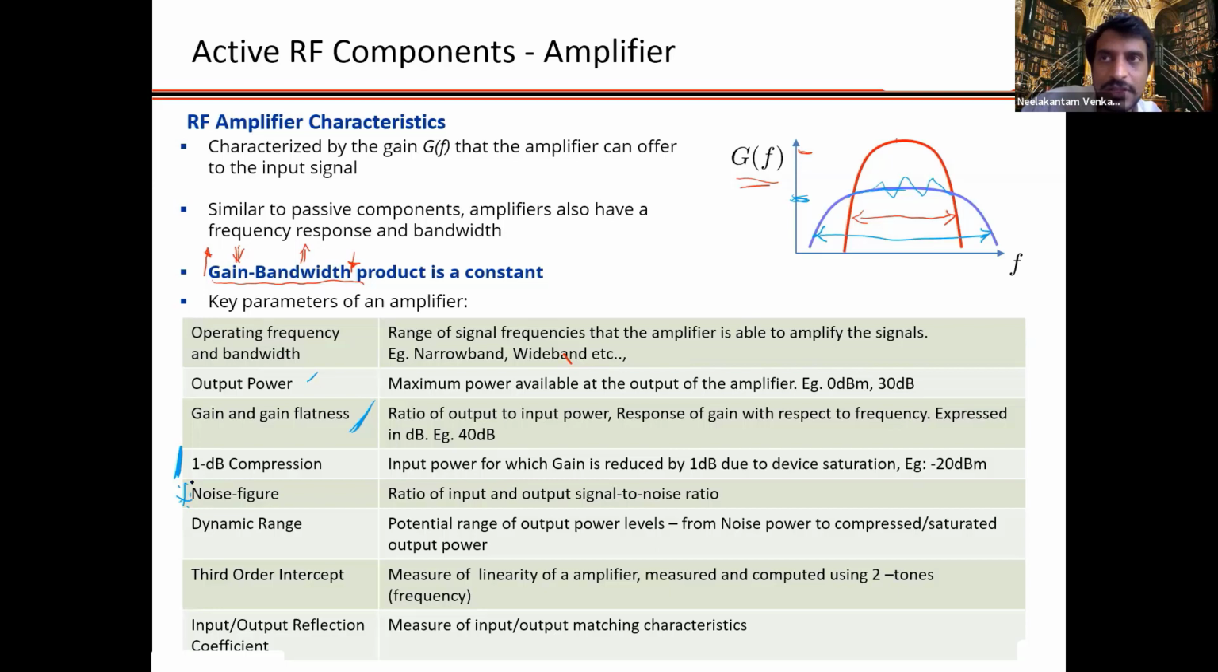Noise figure asks: in the process of amplifying the input signal, is the amplifier also adding in some noise? Typically they do, but a very good amplifier should not do that. Its job is to simply amplify the signal. So a low noise amplifier will be able to do that, with very good noise figure performance. Then comes what is called dynamic range, that we will see, what is third order intercept, and so on and so forth. And we will see a little bit of input and output matching network for the reflection coefficient to be matched.